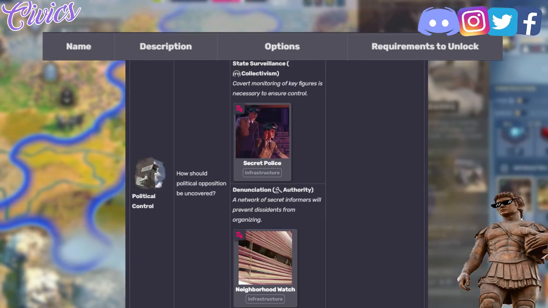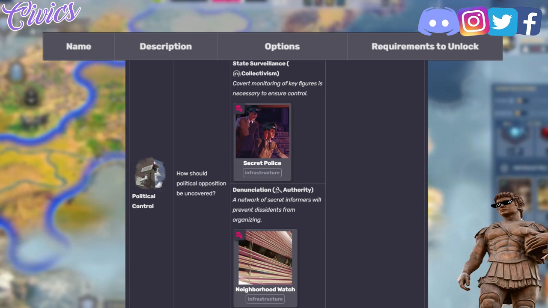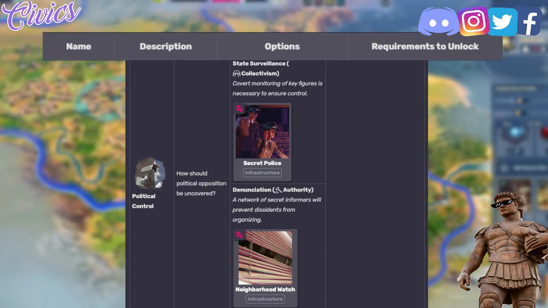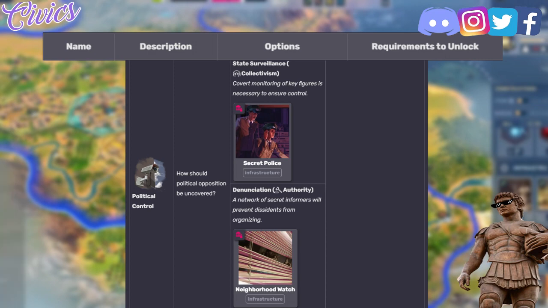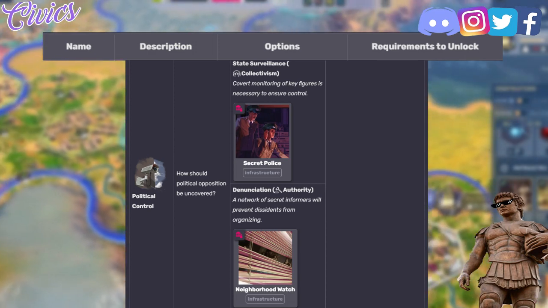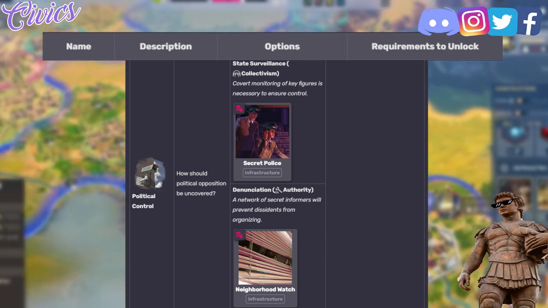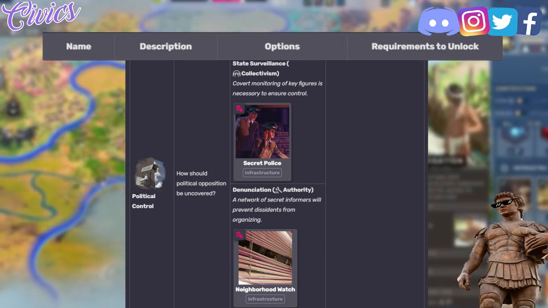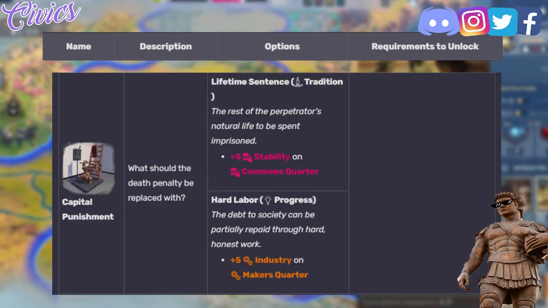Political control. How should political opposition be uncovered? Option A, state surveillance, collectivism. Covert monitoring of key figures is necessary to ensure control. Unlock secret police infrastructure. Option B, denunciation, authority. A network of secret informers will prevent dissidents from organizing. Unlocks neighborhood watch infrastructure.